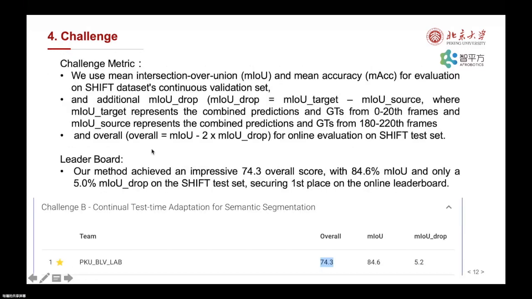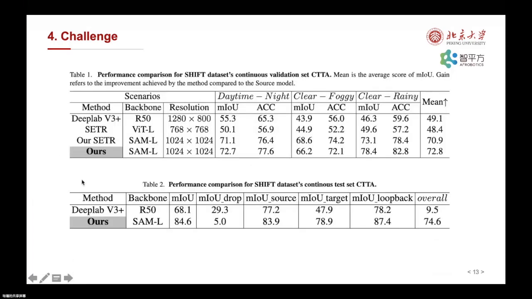Here are some metrics. We follow the challenge metric to evaluate our methods. On the leaderboard, our method achieved an impressive 74.3 overall score with 84.6% mIoU and only a 5% mIoU drop on the SHIFT test set, securing first place on the online leaderboard.